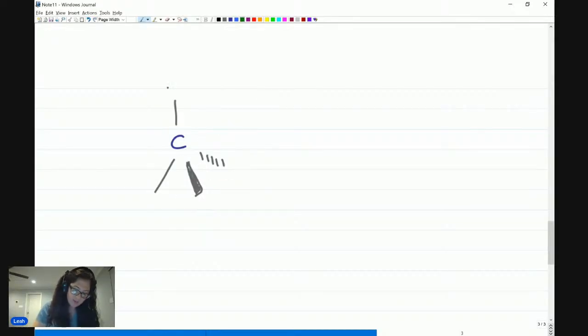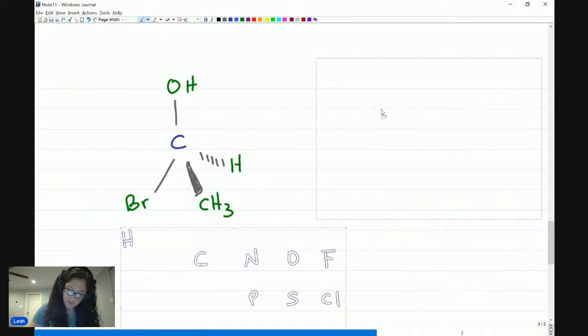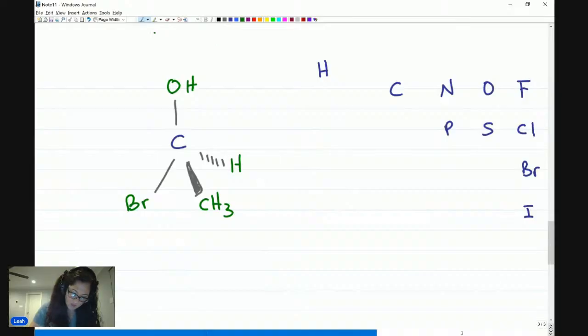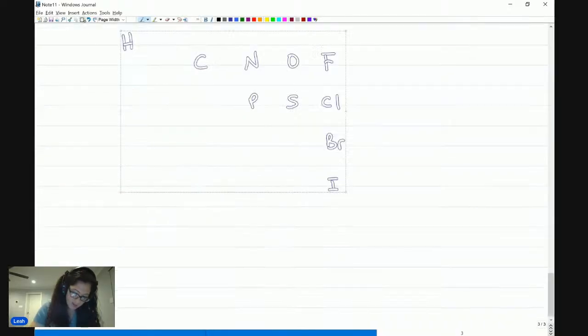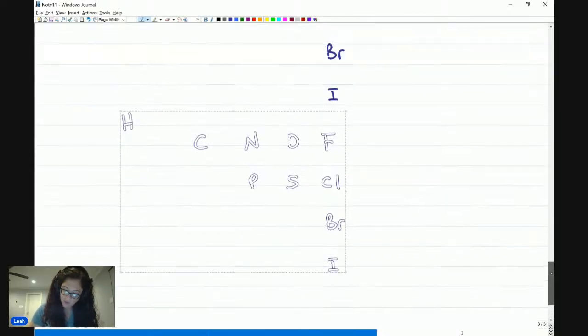Let's put random substituents on there. I want to start here. Hydrogen, methyl, alcohol, and bromine. Since you may not have this memorized yet, I'm going to keep this handy for you.